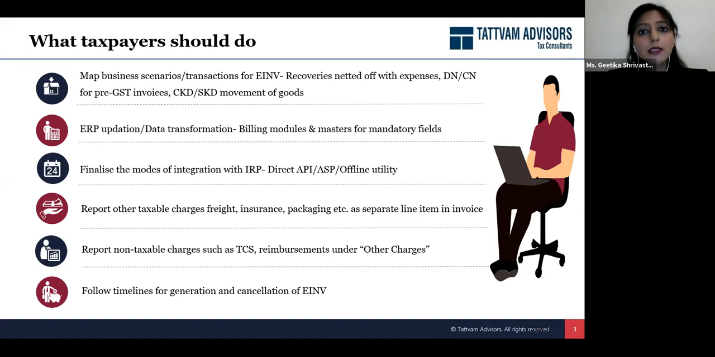In those cases, you can always tie up with various service providers who will help you in doing the data transformation. So even if there is raw data which is coming from your system, there are codings available which will transform the data to ensure that all the mandatory fields are available and the data is pushed to the portal for generation of IRN.